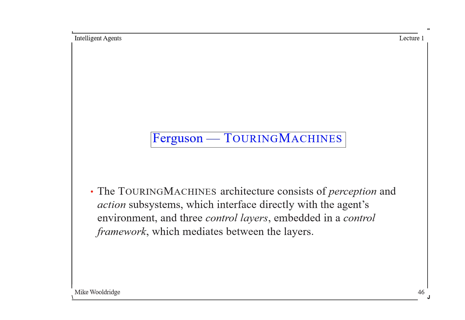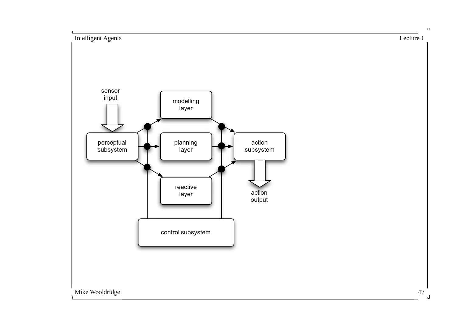Ferguson's TouringMachines architecture consists of a perception and action subsystem, which interfaces directly with the agent's environment, and three control layers embedded in a control framework, which mediates between these layers. Here we have the modeling, planning, and reactive layers. We have the action subsystem, and then we have the sensor input, which is the perceptual subsystem. Once the data is taken from the perceptual subsystem, it is moved to the modeling layer, planning layer, and reactive layer.